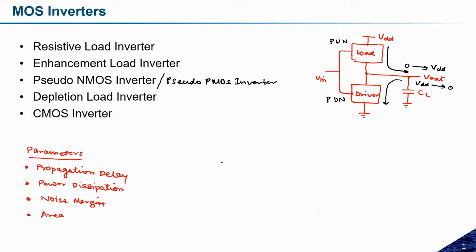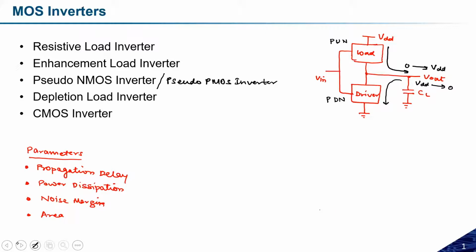Before going into the explanation of all these kinds of inverters, let us discuss all these parameters one by one, like propagation delay, how we calculate it and how it is important. Similarly, we will talk about power dissipation, noise margin, and area, and then later on we will start with the basic things. But before going into the detail, regarding the question you asked, I will give you the answer in the next slide. You asked, if I have the resistive load inverter, which kind of transistor should be in place of the driver?